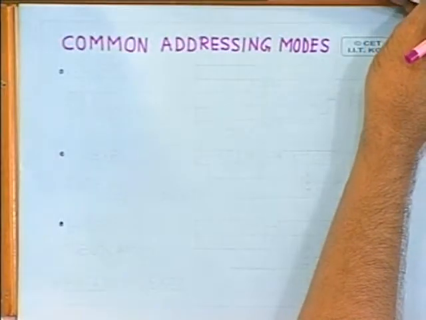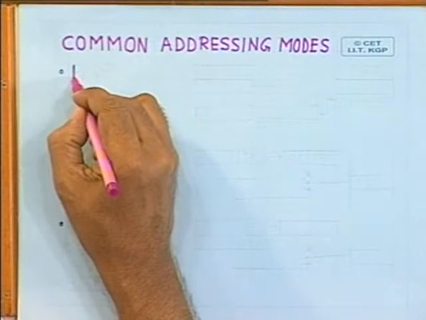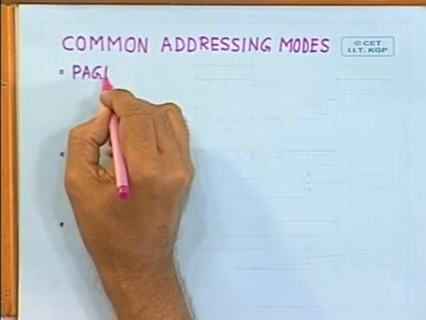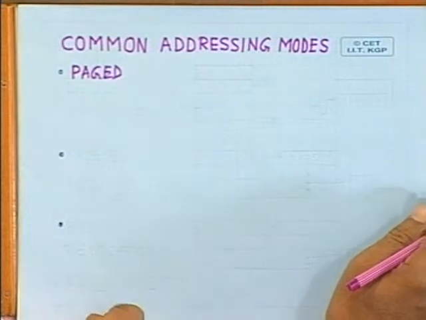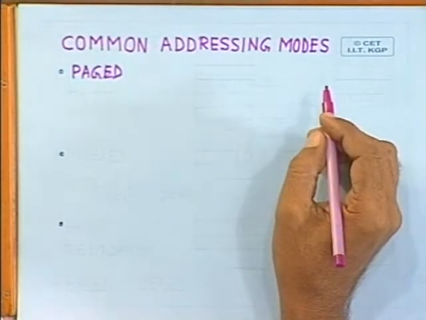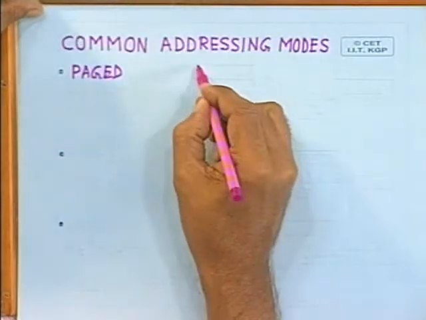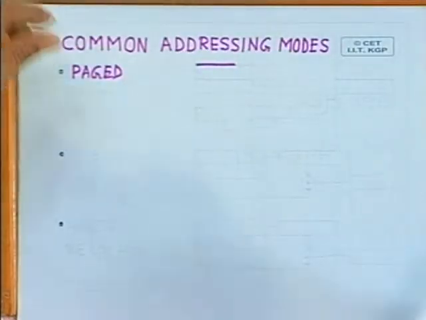Then comes another addressing mode, that is paged addressing. As I was telling, because of the locality of reference, usually you are executing a program within a small part of the memory, and since you are executing within a small part of the memory, you can use a small number of bits to refer to that address. For example, you can use the concept of paging.